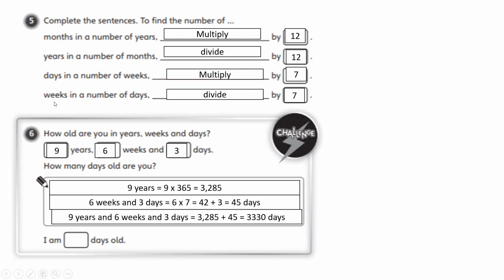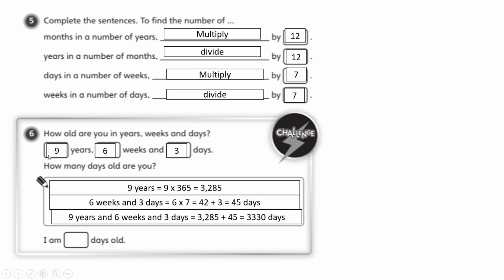And find the number of weeks in a number of days. So if I knew that we had 70 days, I would know that there's 7 days in a week. So I'd do 70 divided by 7, and that would give me 10. So that's what we have to do, and that's really worth thinking about and remembering when we're doing conversions.